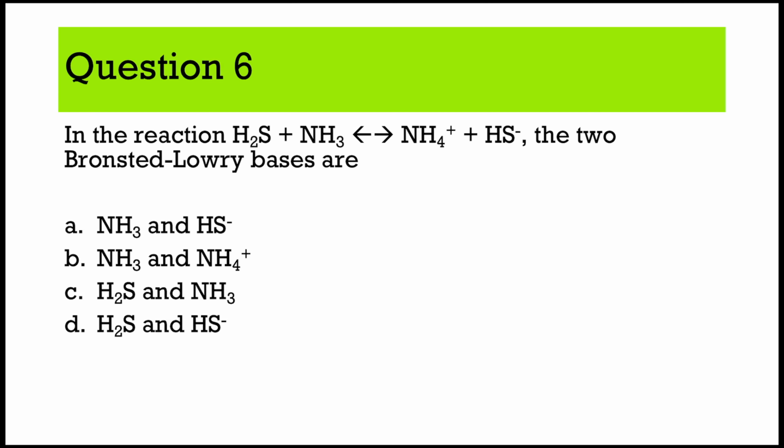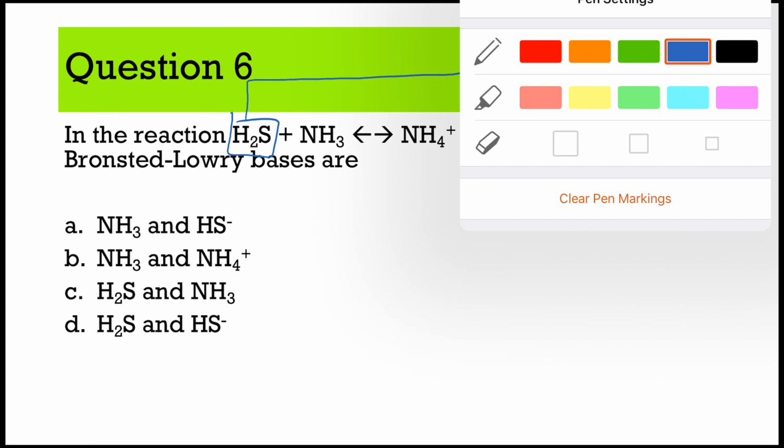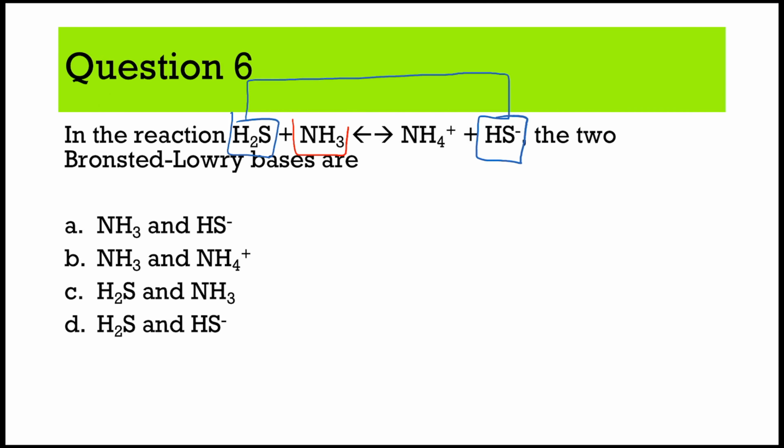Number 6 says, ask me which are the two bases. So again, one of your first steps is finding your pairs. So there's one. Here's another one. So we're going to follow the red to go from NH3 to NH4. You have to accept an H+. And if you're accepting an H+, that makes you a base, and that your conjugate acid.